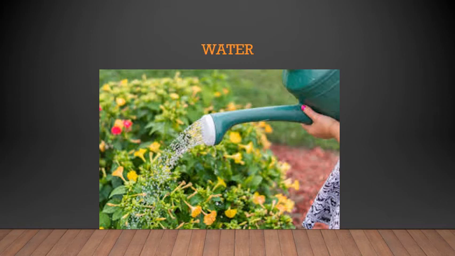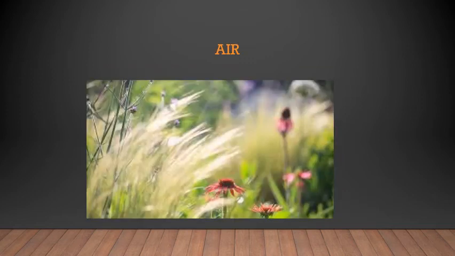When you are watering the plants in your garden, usually do it early in the morning or later in the evening. In between, if you water, it will get evaporated. The sun will evaporate all the water. Next is air. Air contains both oxygen and carbon dioxide. Oxygen. Carbon dioxide. Air contains both oxygen and carbon dioxide.